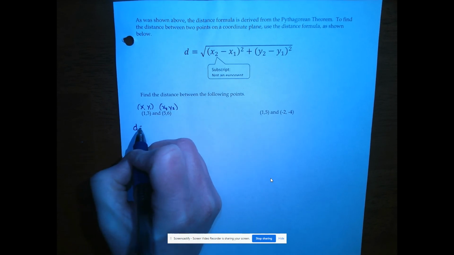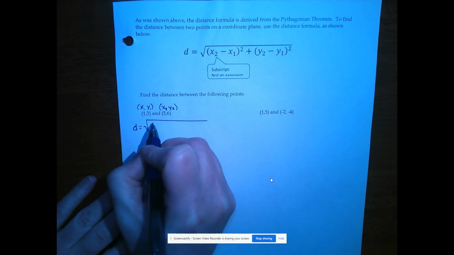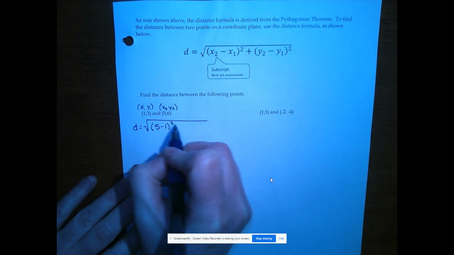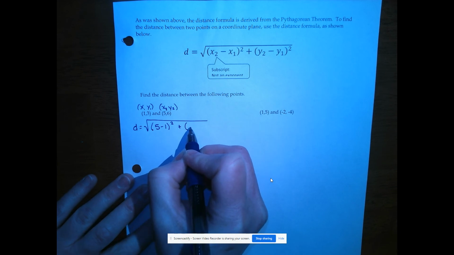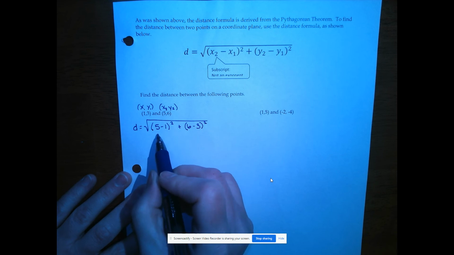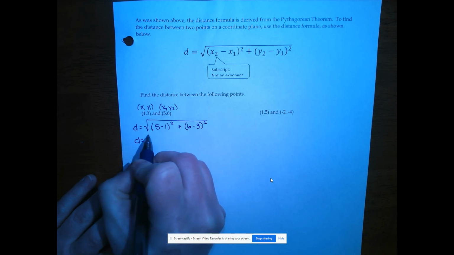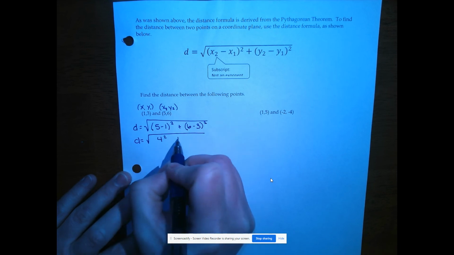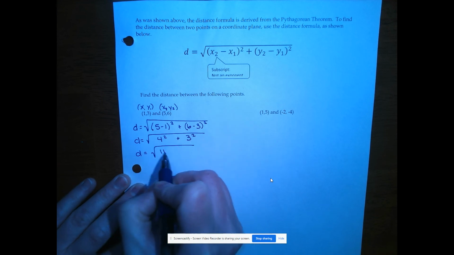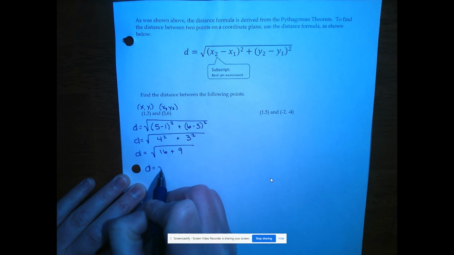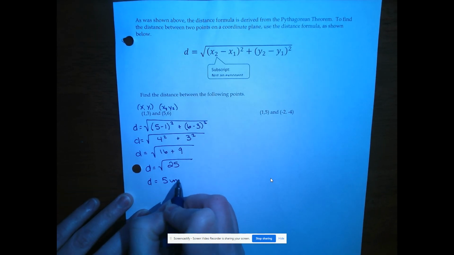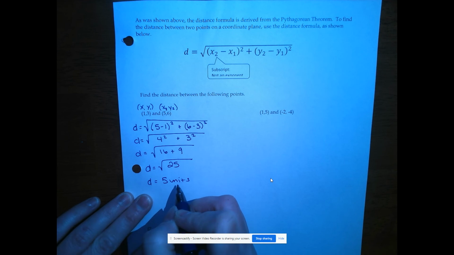I'm going to do distance equals, and I'm going to put my big radical inside my parentheses. I have to subtract the x coordinates, 5 minus 1 squared, plus I have to subtract the y coordinates, 6 minus 3 squared. And then I just start picking apart at it. Both of the parentheses inside them, I have a subtraction. That's going to be 4 squared plus 3 squared. Then I do my exponents. So that's going to be 16 plus 9. And then I do my addition, that's going to be 25. And this one is also 5 units. It was not the same question, but they are the same distance apart.